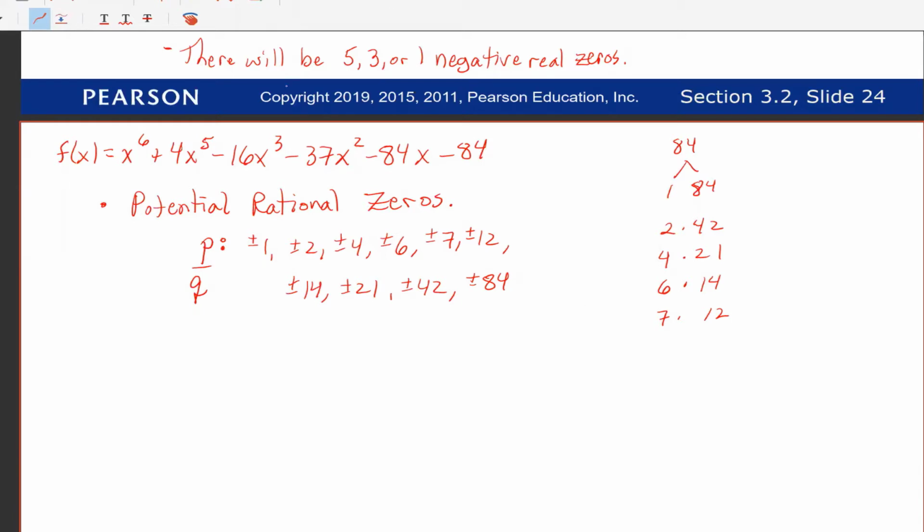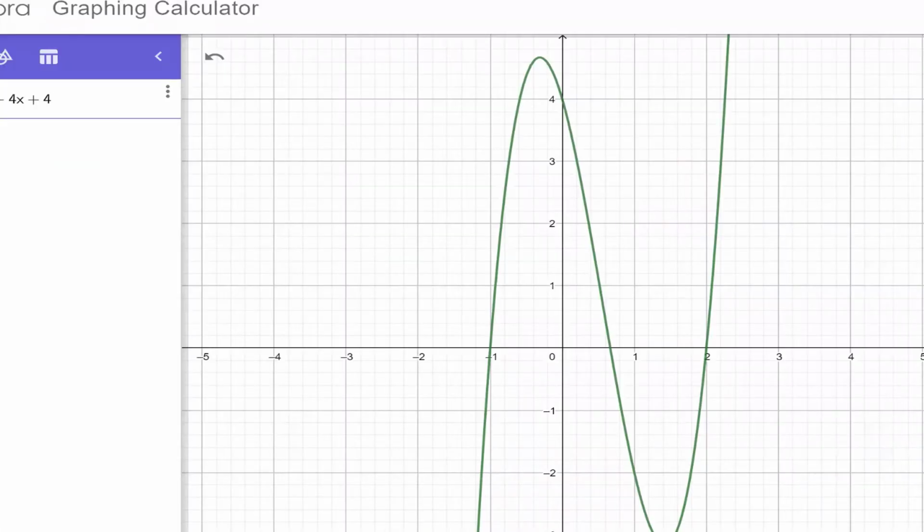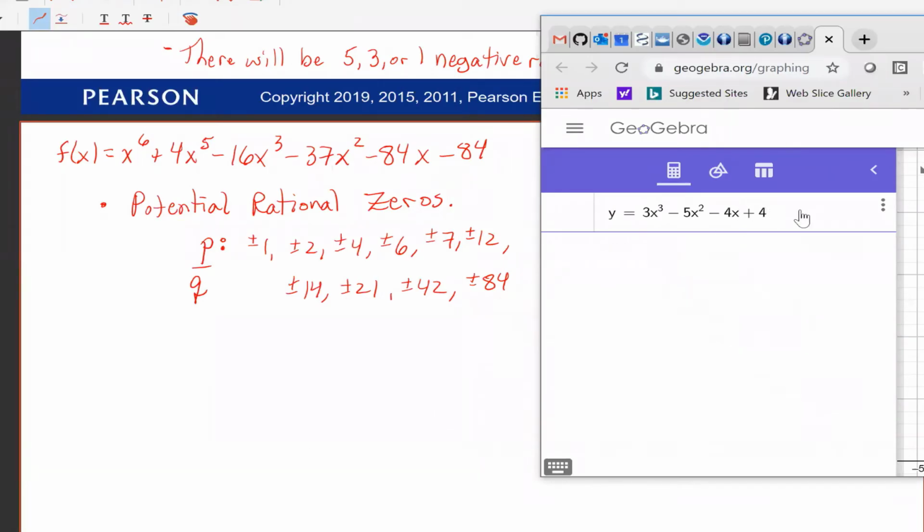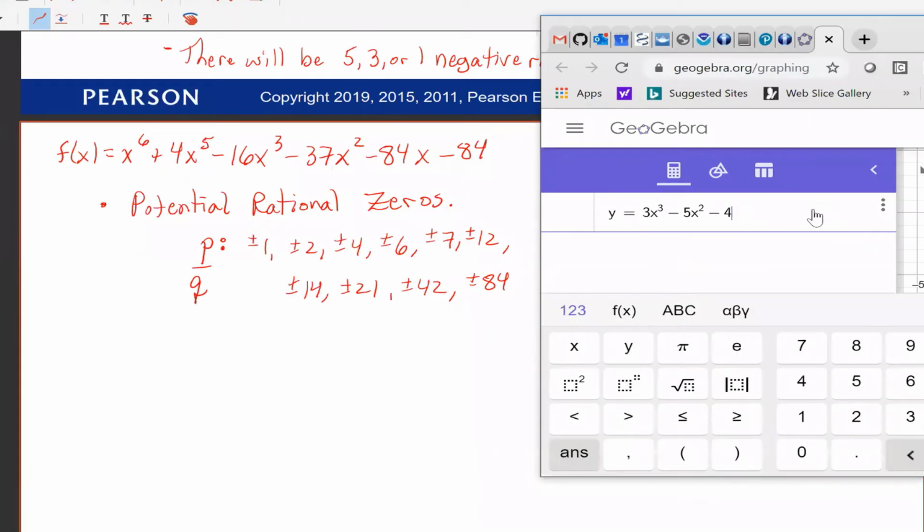Remember what we wanted to do to kind of pare that list down is draw a picture of the function. So here we have x to the 6th plus 4x to the 5th minus 16x cubed minus 37x squared minus 84x minus 84.